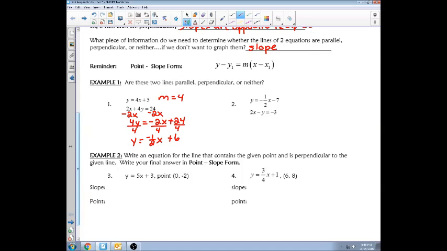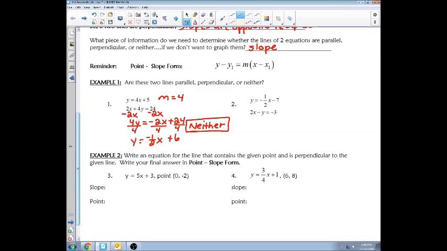Is negative 1/2 the same as 4? Well, it's not. Is it the opposite reciprocal of 4? Well, the opposite reciprocal of 4 would be negative 1 over 4. So since negative 1/2 is not the opposite reciprocal, then it's not perpendicular. So this would not be parallel, and it would not be perpendicular, so it would be neither. Our answer would be neither.